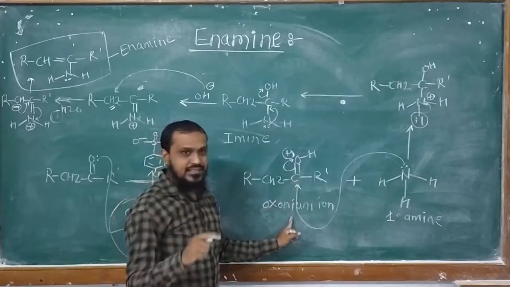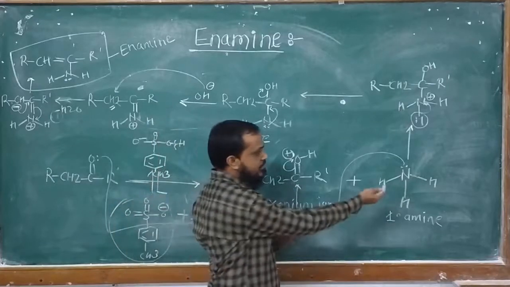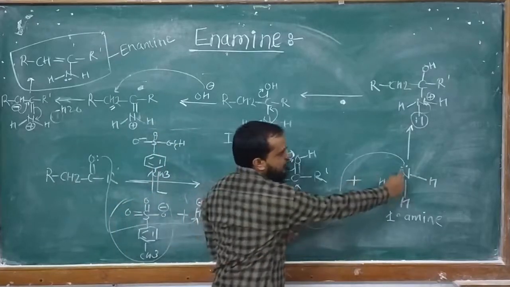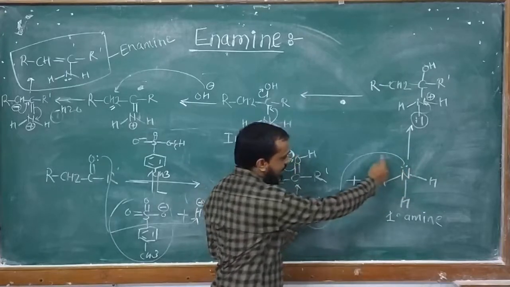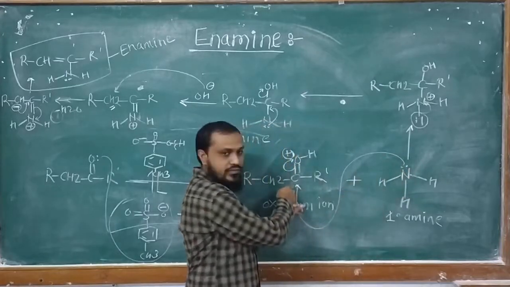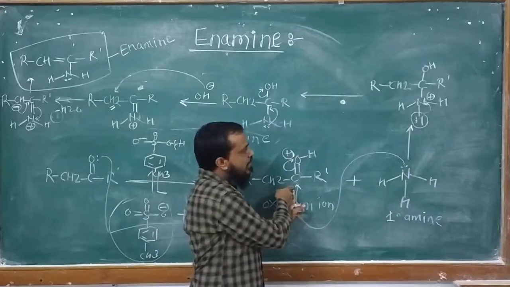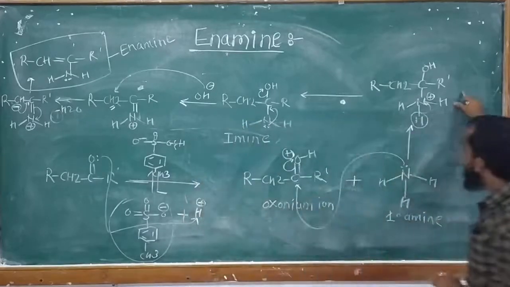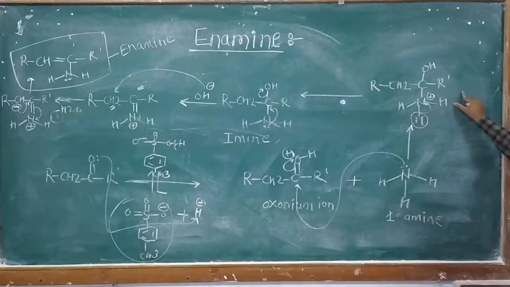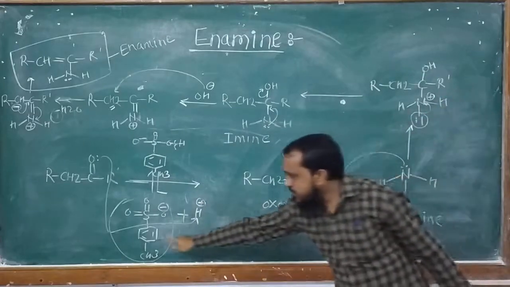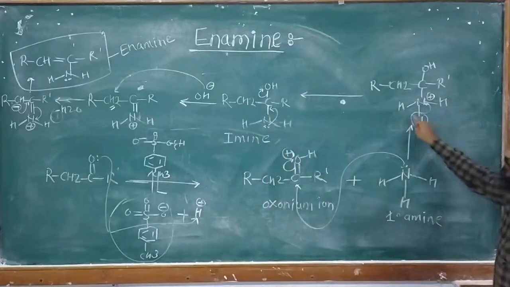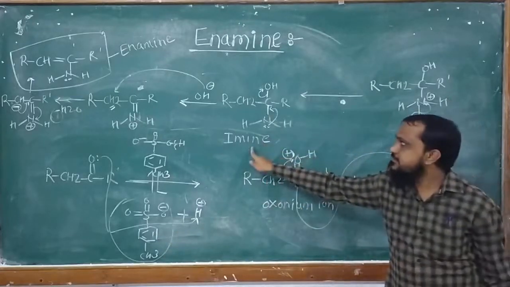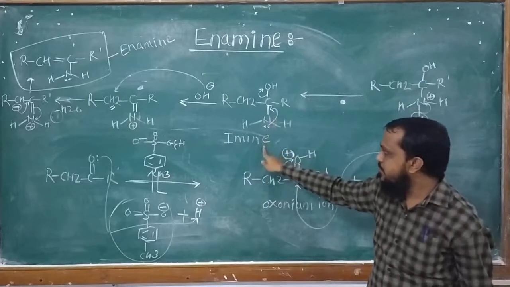So in the second step, nucleophilic attack will take place. The lone pair of the secondary amine attacks the electrophilic carbon atom of the oxonium ion and forms this type of intermediate. After the formation of the intermediate, the conjugate base extracts one proton from the intermediate and we will form an imine. This is the structure of the imine.